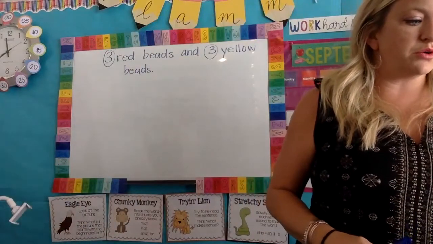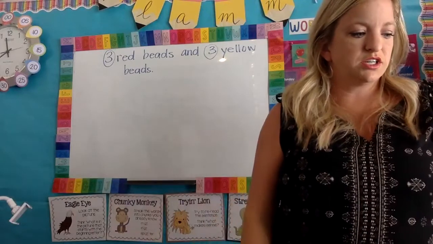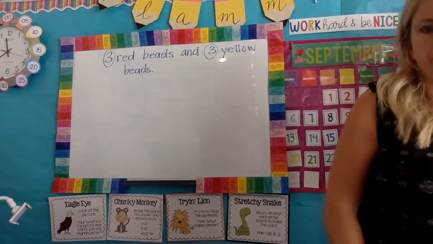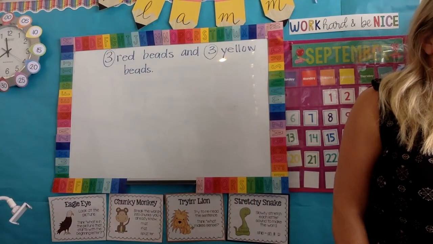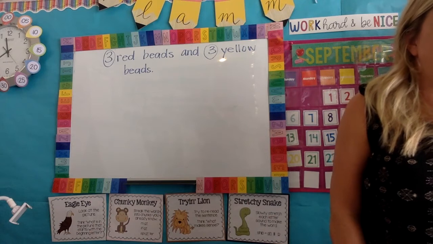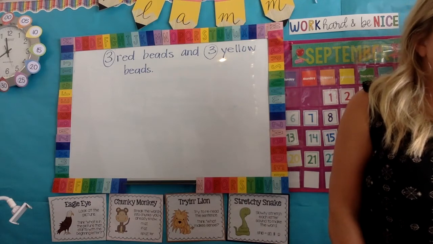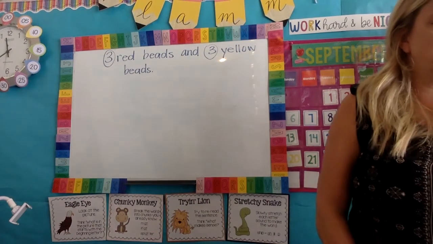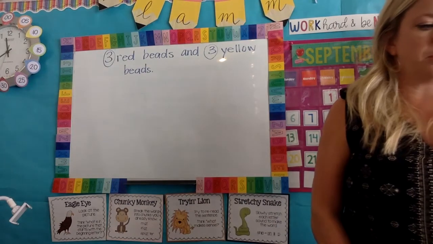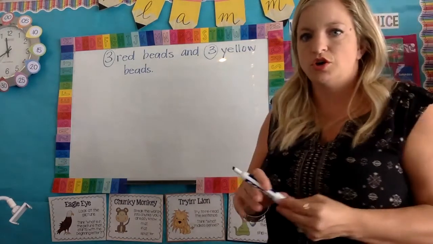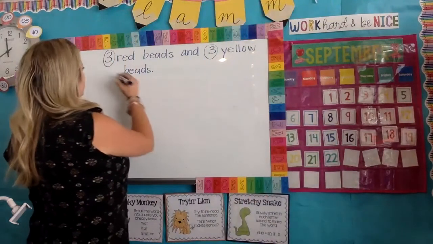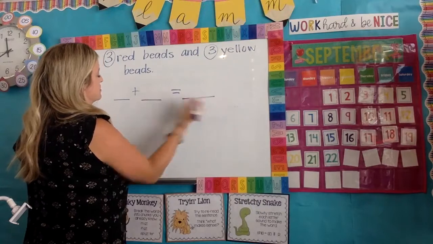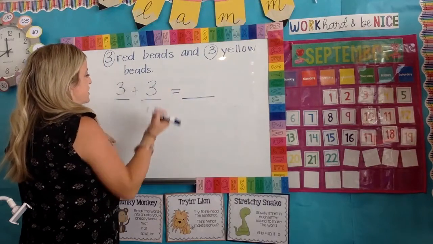All right, now I want you to look at those numbers. What do you notice about those numbers? What about 3 and 3? Yes, they are the same. They are both 3. So now I want you to practice, how could you solve this? What could you do to solve this problem? How many beads does Max have? Well, you're going to bring it down and you're going to put it into those blanks. So it's going to be 3 plus 3.